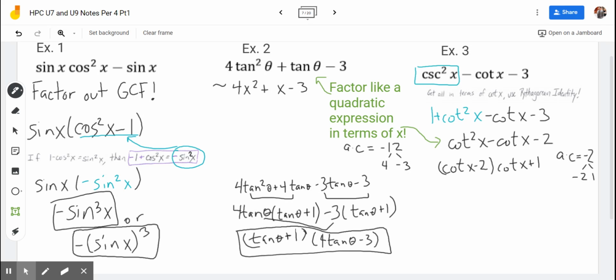All right, so these are just a few examples of how we can use factoring and our trig identities in conjunction with one another to rewrite these trig expressions.